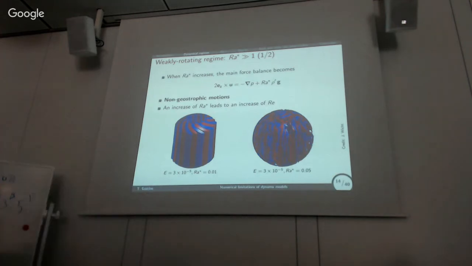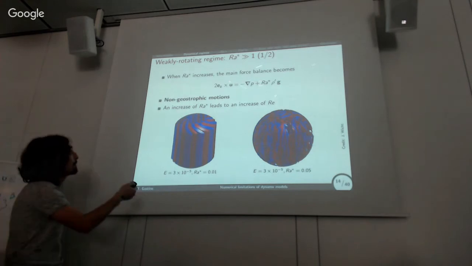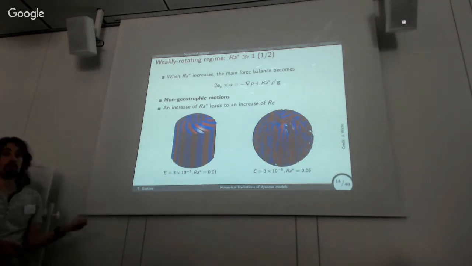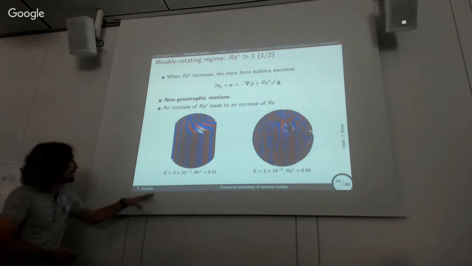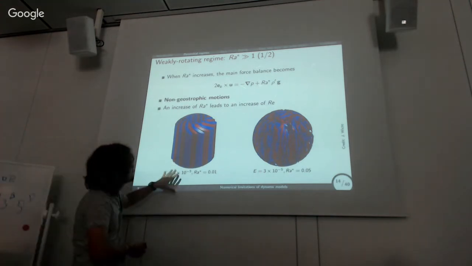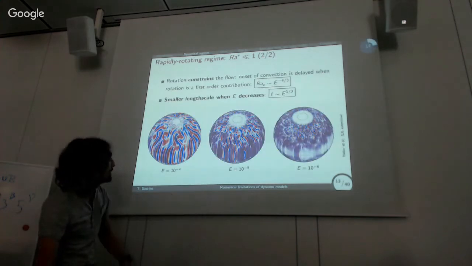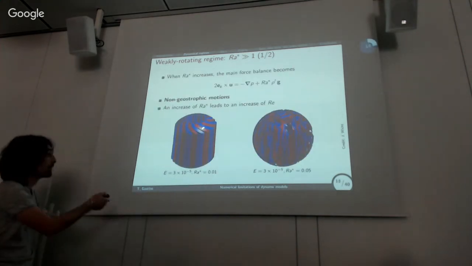Okay, so this was the first introduction for the first regime. So what happens when R star gets larger and larger? Then, as I said, there is a nonlinear contribution here, and you start to have a more complicated flow. So these are the two cases. This is exactly the simulation I showed before, with Ekman 3 × 10^-5 and R star of 10^-2.